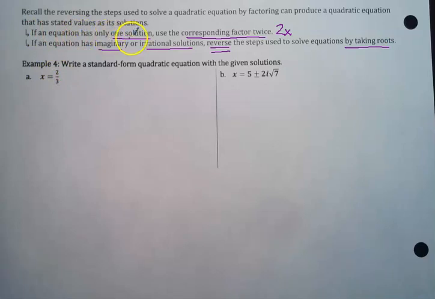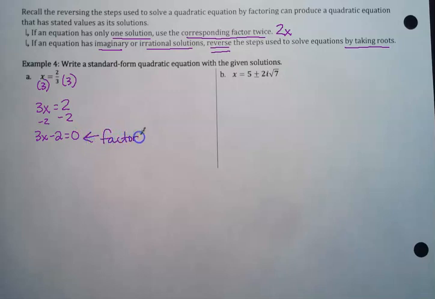If an equation has only one solution, we use the corresponding factor twice. First of all, we have x equals 2/3. Well, this is 2 divided by 3, so we're going to multiply by 3 on both sides. Then we get 3x equals 2. Then we subtract 2, and we get 3x minus 2 equals 0. So this is our factor. That binomial is our factor, and it says use the corresponding factor twice.